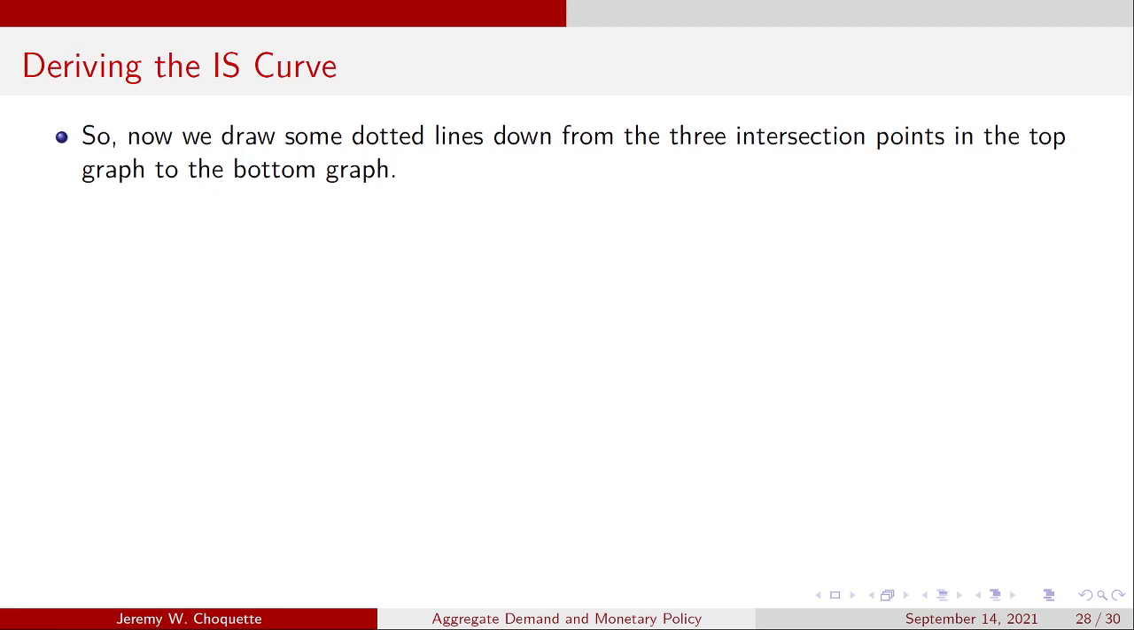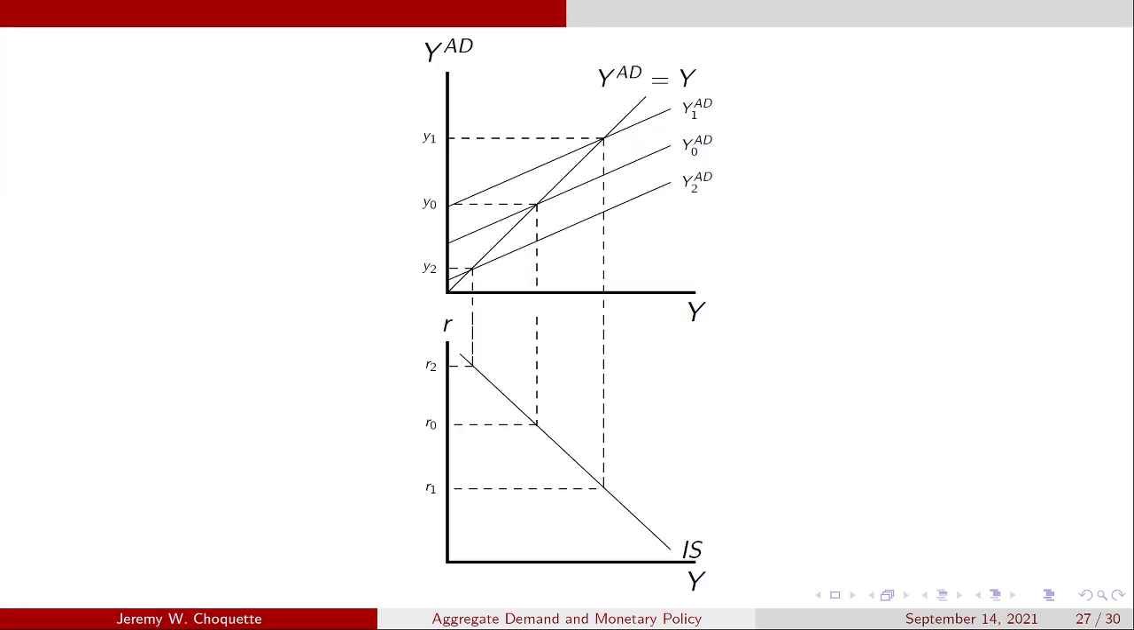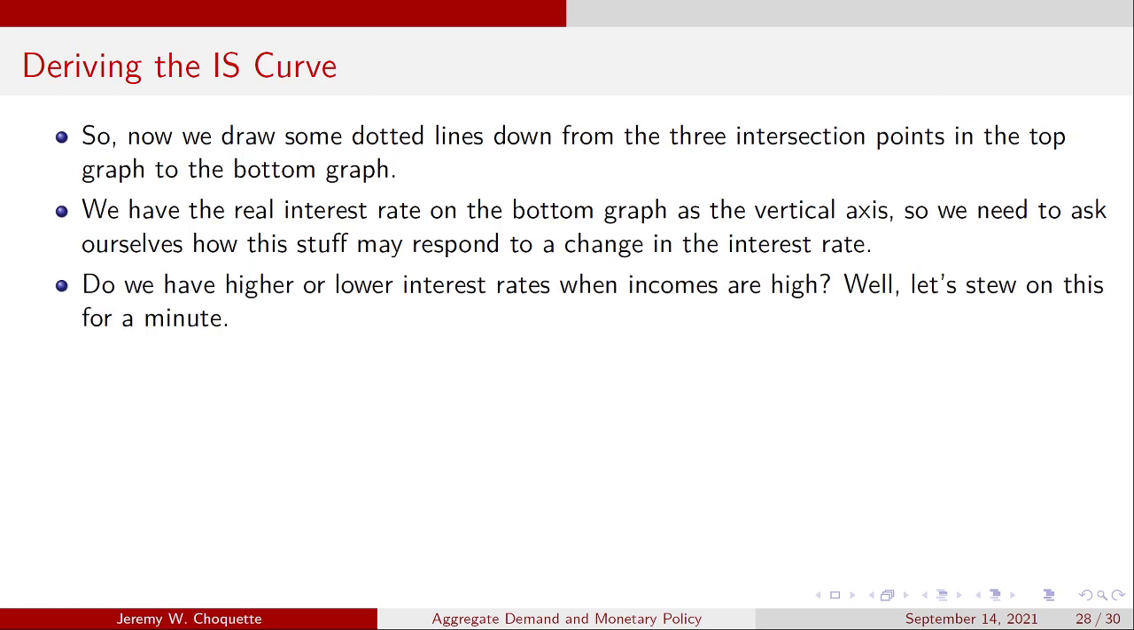Now we draw some dotted lines down from the 3 intersection points in the top graph to the bottom graph, right? So we've got these 3 intersection points, y1, y0, y2. We're just going to draw those dotted lines down, and we're going to do it in a way that has a negative relationship between the real interest rate and output. So with the real interest rate on the bottom graph as the vertical axis, we ask ourselves how this stuff might respond to a change in the interest rate, right?